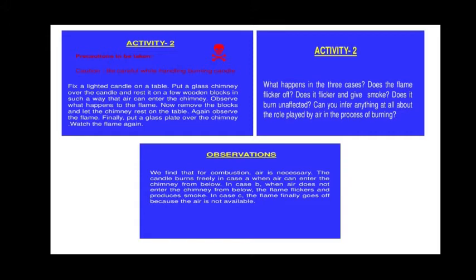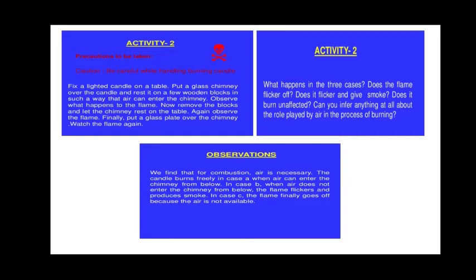If you have tried this activity, we can come to an observation that of the three combustion processes, the first thing we notice is that air is necessary. This is a basic thing which we have already learnt in our earlier classes, that air is an important necessary thing for combustion. The candle burns freely when air can enter the chimney from below.